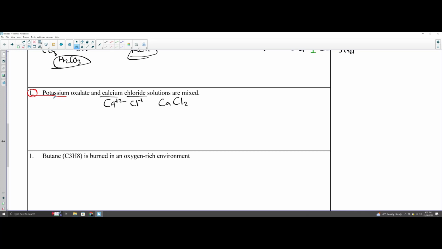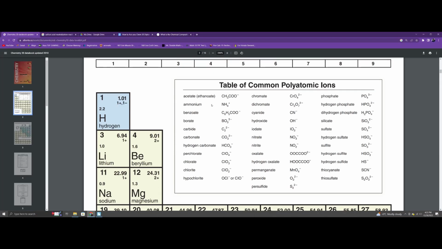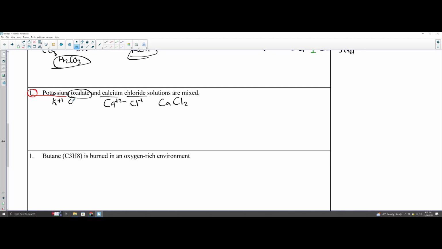Let's do potassium oxalate. Potassium is K+1. Oxalate, that's an interesting name to it. Sounds like a polyatomic, so let's check our polyatomics. Where's oxalate? Here it is. OOCCOO with a charge of -2. Oxalate. Okay, let's go back. So, of course, we need 2 potassiums to balance out 1 oxalate with -2. So it should look something like this.